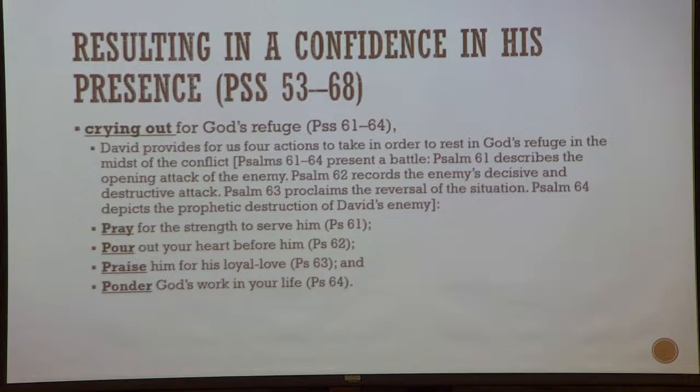So as such, in terms of crying out for God's refuge that takes place in this 4-psalm battle scene, Psalm 61, right, pray for the strength to serve him. Within this opening attack of the enemy, we see the prayer to continue to serve. Right, to rest in that strong tower.